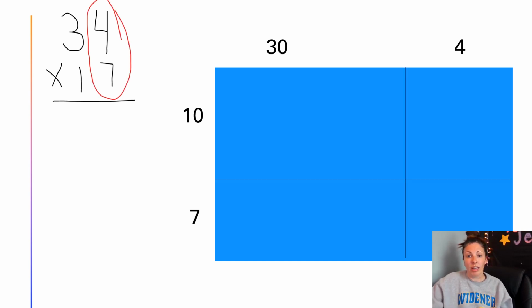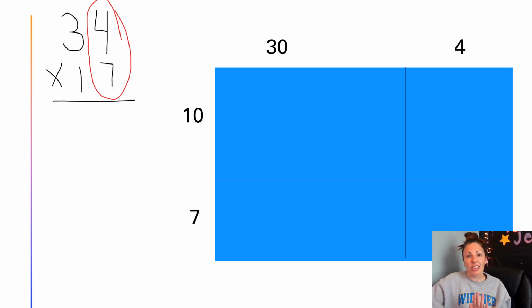And I have 1, 2, 3, 4 different separate boxes inside my area model that I need to go through one by one. Now there are 4 boxes, and I want us to start relating this way of using the area model to the standard algorithm.